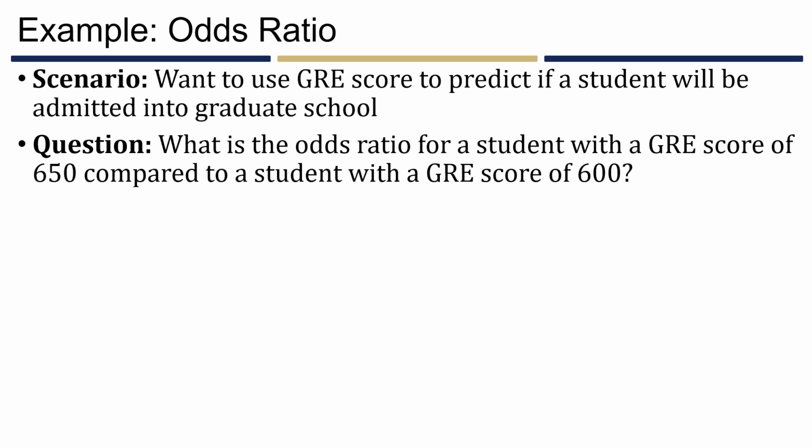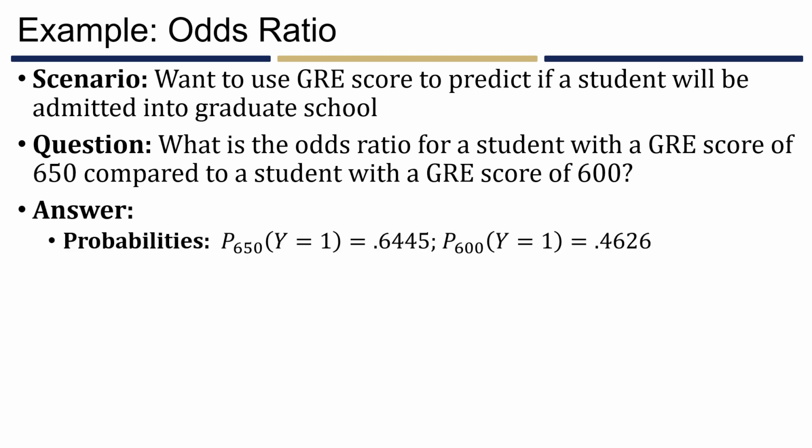For an odds ratio, we need two different events. Here, we're going to calculate the odds ratio for a student with a GRE score of 650 compared to a student who has a GRE score of 600. Again, we already know that the student who scored 650 has a probability of getting into graduate school of 0.6445. If we were to repeat that calculation for the student who scored 600, we would find that their predicted probability of admission is 0.4626.